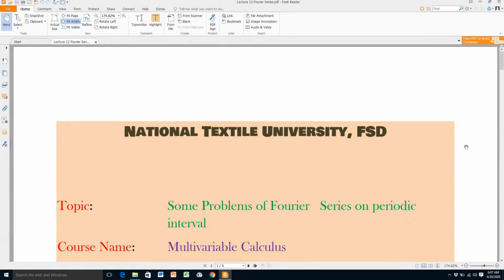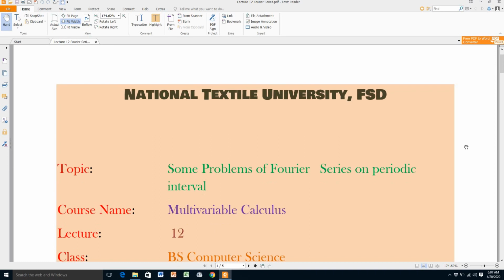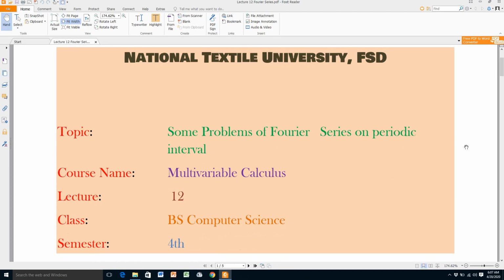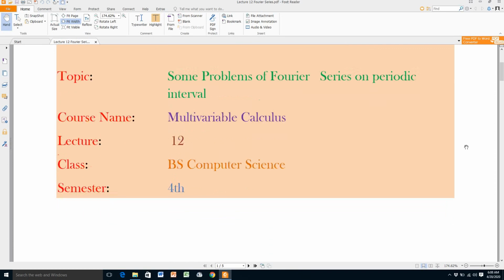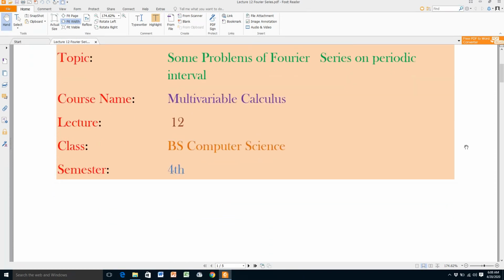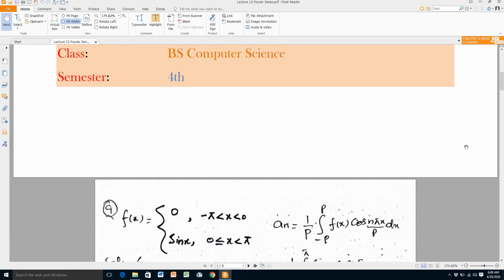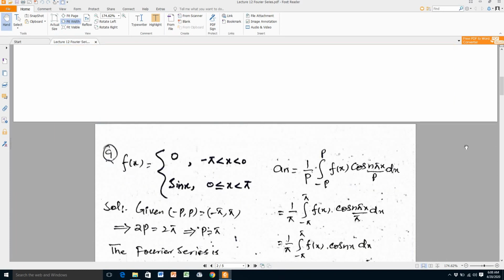Today we see some more problems of Fourier series on a periodic interval. It is the continuation of the previous lecture. There are a couple of questions which I think are difficult, so I feel I should do them myself. In this respect, this is our lecture number 12. In this regard, I take question number 9, which I feel is a little bit difficult.